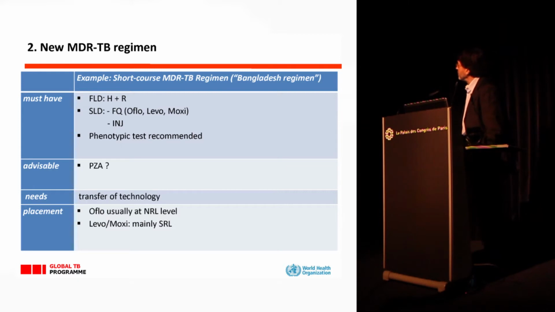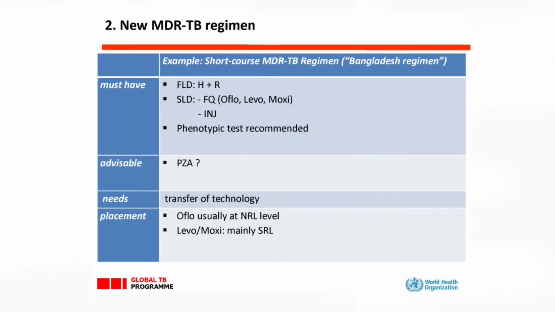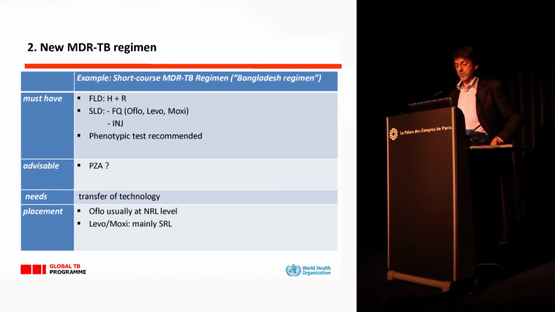If we consider the second model of new MDR-TB regimen, the example is the short course Bangladesh regimen, then the must-have are again the isoniazid and rifampicin, and if possible, testing for fluoroquinolone and injectable, because we consider that the Bangladesh regimen might be optimal in terms of efficacy in areas where the experience of former second-line drug treatment is very, very small and limited, and that's mainly these patients that the Bangladesh regimen is likely to work. So we need to address the potential issue of resistance to fluoroquinolone and injectable in these patients. Again, phenotypic test recommended. What would be advisable is PZA with, again, the caveat I mentioned earlier. The need, again, transfer of technology, and for placement, the same as before for fluoroquinolone.